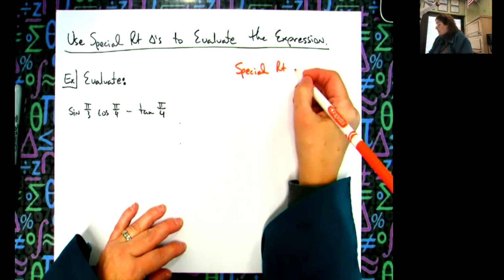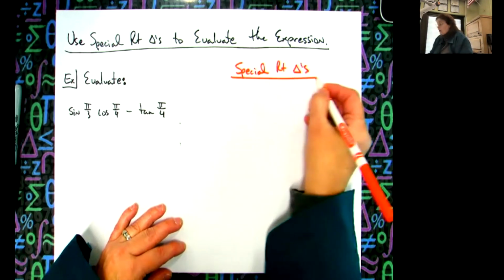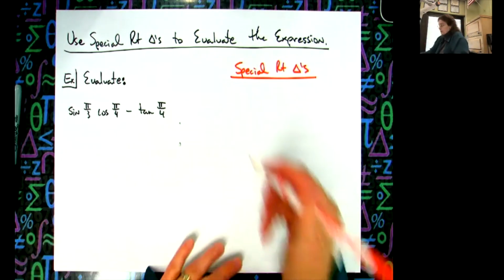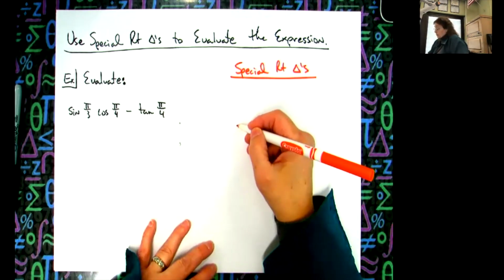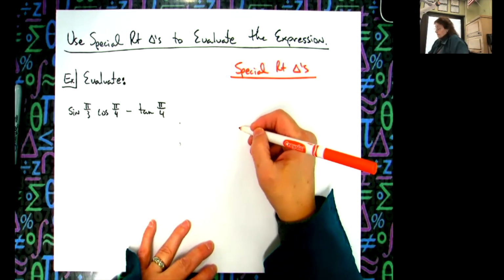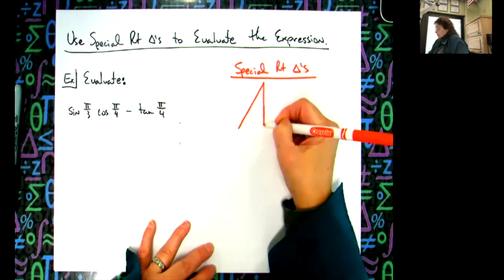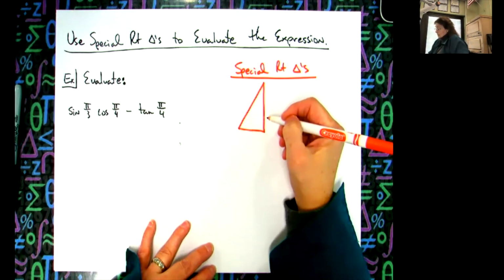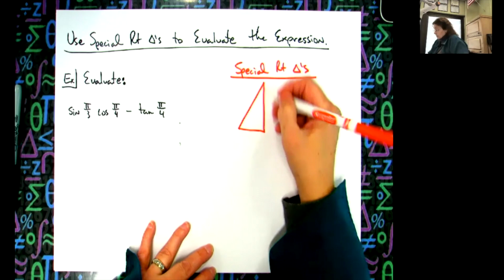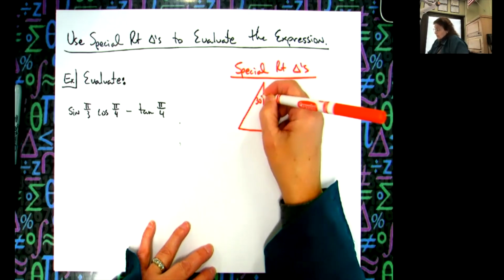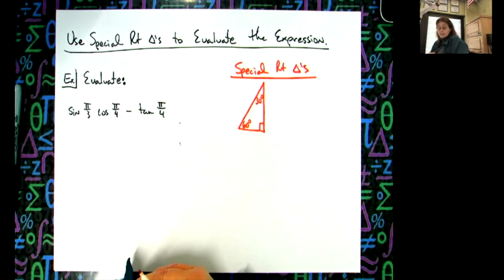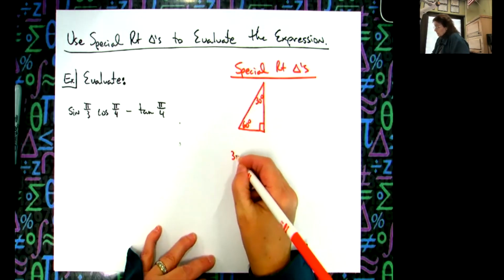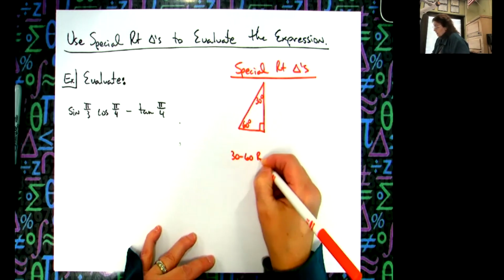Special right triangles can be taught a variety of different ways, so I don't know how it was taught in your geometry class. But I'm going to try to draw this a little more to scale than I normally do. Clearly this side is shorter than this side, so I'm going to put my 30 degrees up here and my 60 degrees here, and this is my right triangle. This one is a 30-60 right triangle.